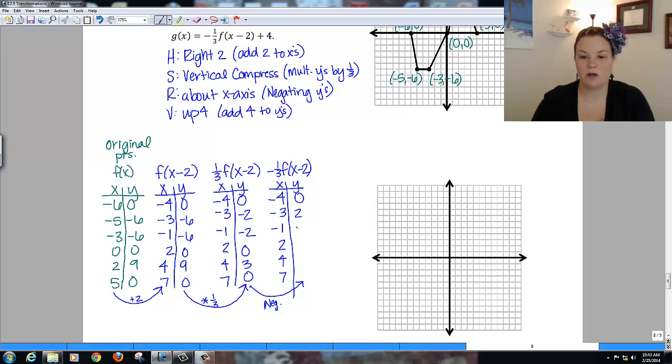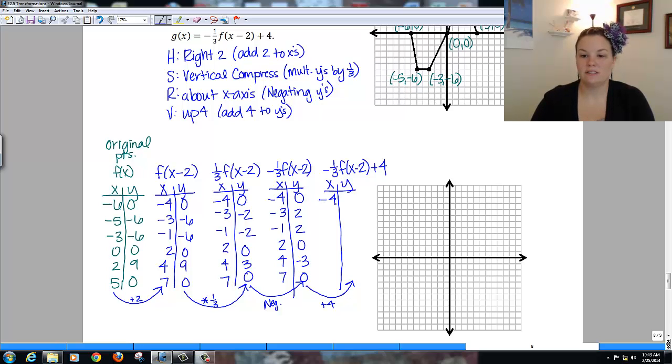So I get 0, positive 2, 0, negative 3, and 0. And now I can do my last transformation, which is to move it up 4. So now my function looks like 1/3 f of x minus 2 plus 4. And to move it up 4, all I have to do is add 4 to my y's. So from the y's in my last table, I'm just going to add 4.